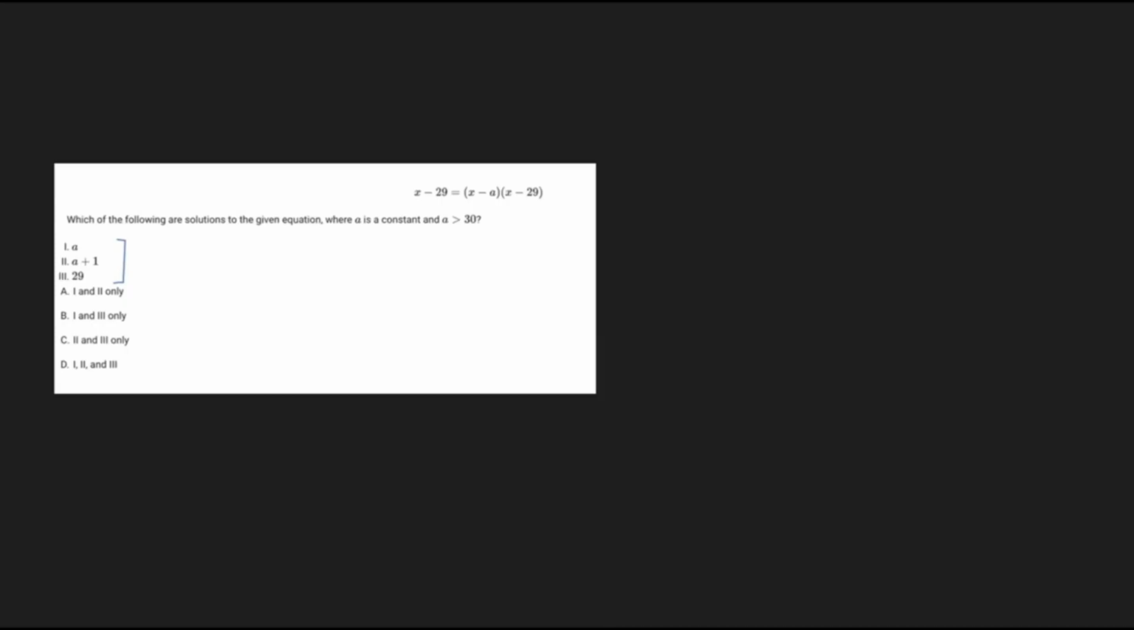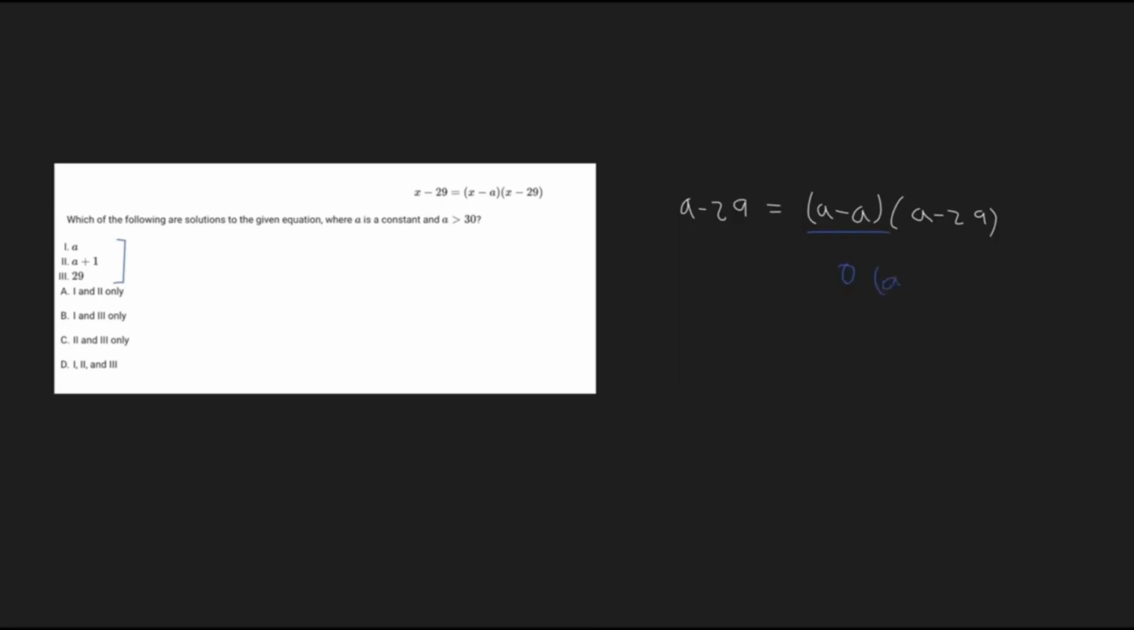So these solutions are really just substitutes for the value of x, right? And therefore, we can say for the first one, if we were to test it, we replace x with a. So we have a minus 29. We know a is a value greater than 30, so that's just something to keep in mind. And then on the other side, we're going to have x replaced with a. So we end up getting a minus a, and then that is going to be multiplied by x minus 29, which is just the same thing as before, a minus 29. Something interesting you'll realize here is that a minus a is equivalent to 0.